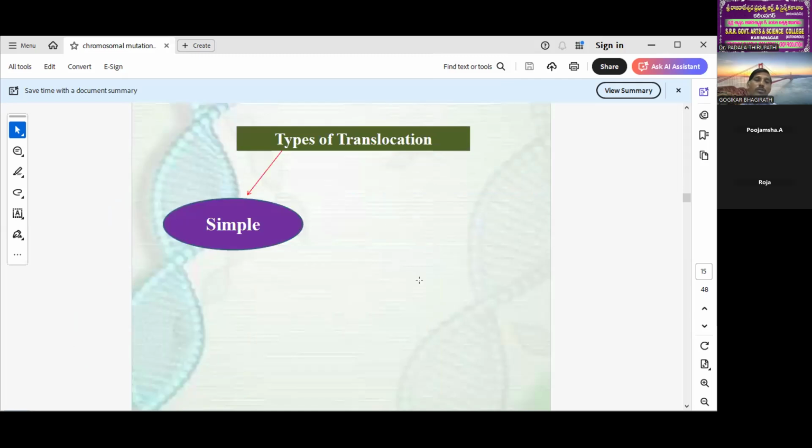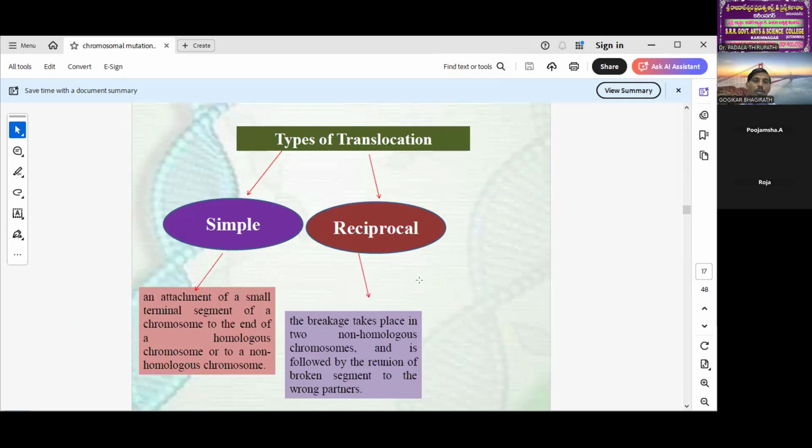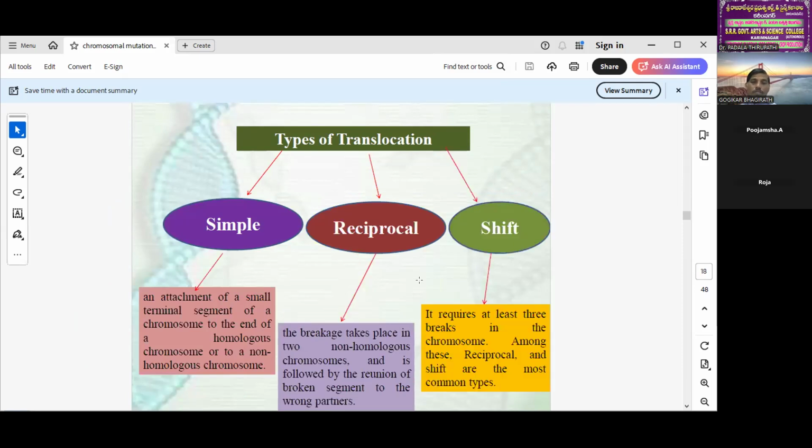Types of translocation: simple, another one is reciprocal, another one is shift. Simple is an attachment of a small terminal segment of a chromosome to the end of a homologous chromosome or to a non-homologous chromosome.